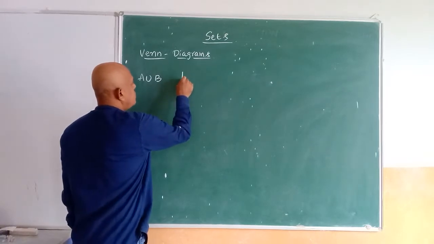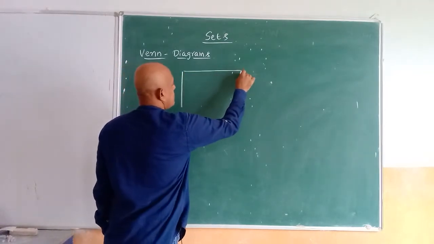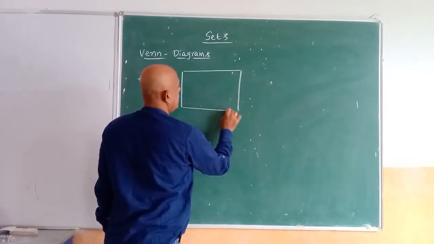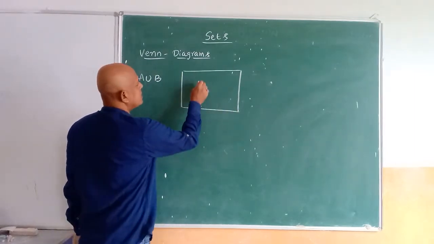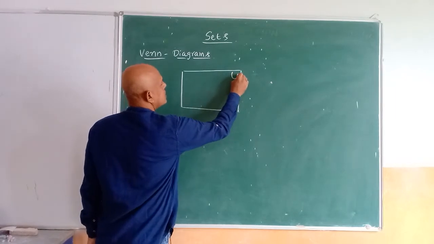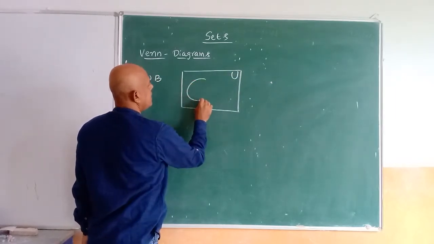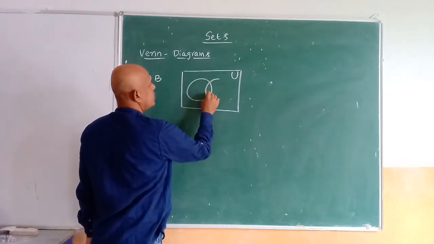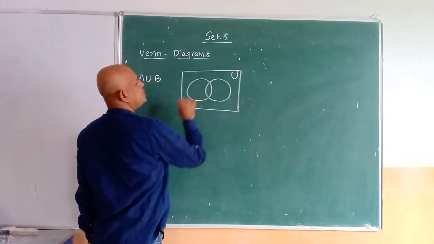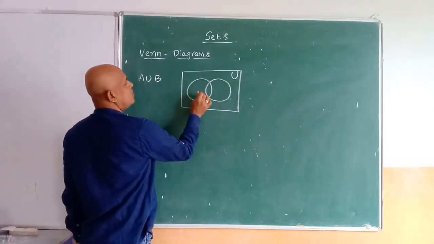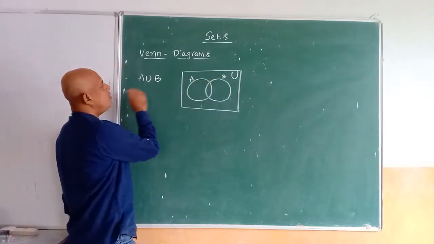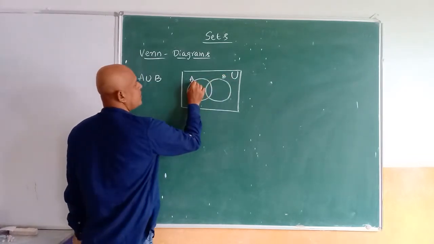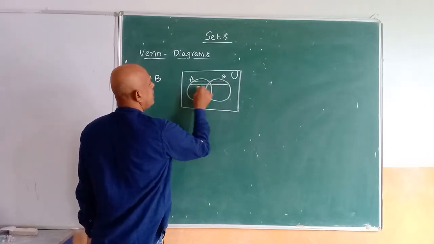As we know, the universal set is represented with a rectangle, and the remaining sets, A and B, are represented with two circles. This is the universal set, this is set A, and another set is B. When they are not disjoint sets, the circles are overlapping. So first of all we draw A union B when the elements are not given. You can take it in this way.